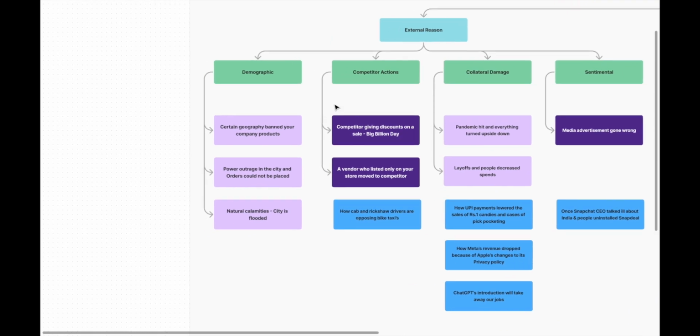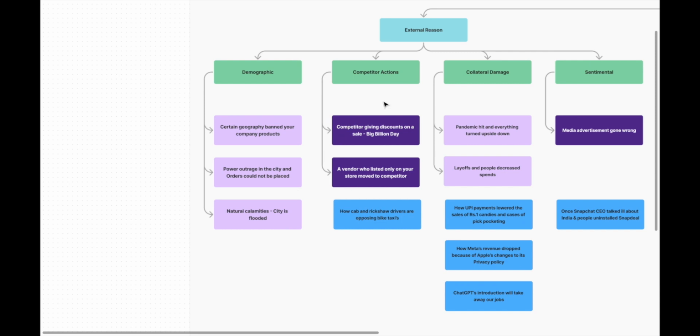Say for example, demographic: a certain geography banned your company product, maybe a city or a state banned your company product, and therefore people are not ordering from there. Or maybe there's a power outage or network outage in the city or a specific demography and orders could not be raised from there, and that could be your highest contributing order city. Or something like a natural calamity, for example, Chennai gets flooded at the end of the year and there's barely any power there and orders cannot be raised. And if Chennai is the highest contributing city for you, a lot of the orders that you get from Chennai might be down to zero, and that could have affected your sales.